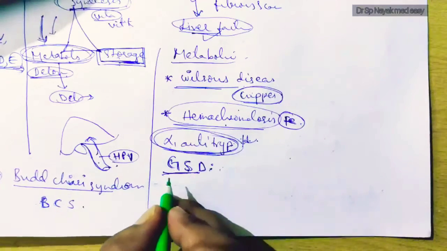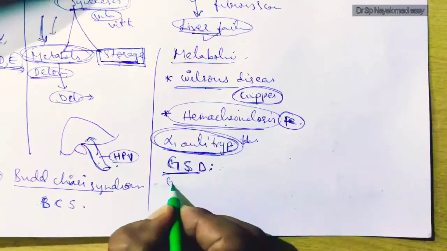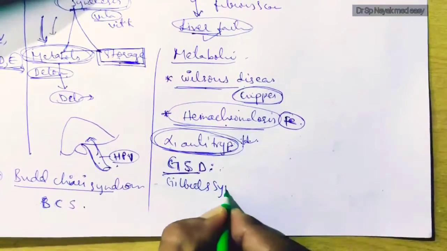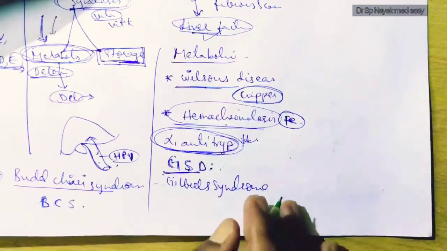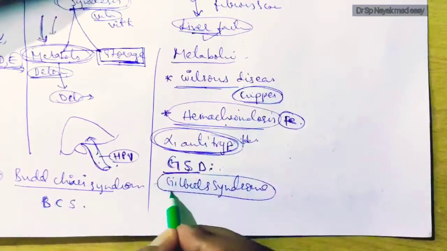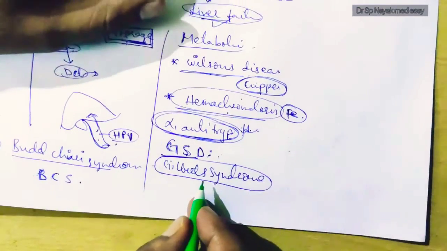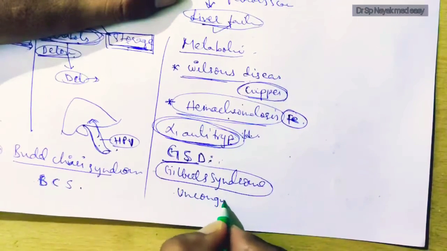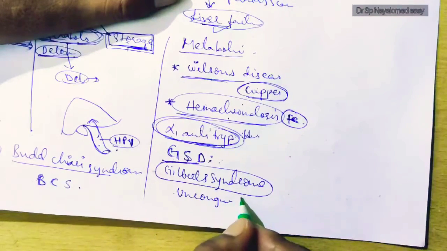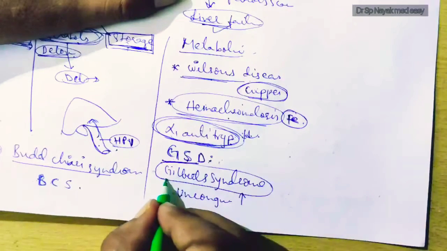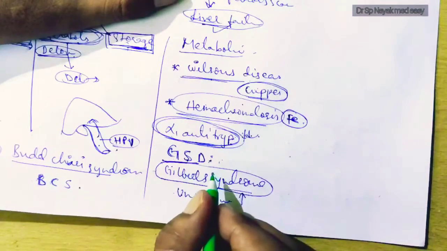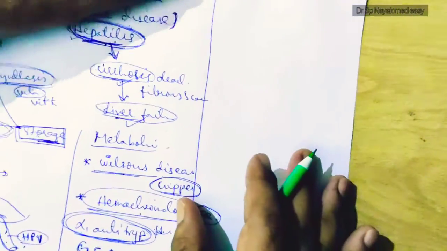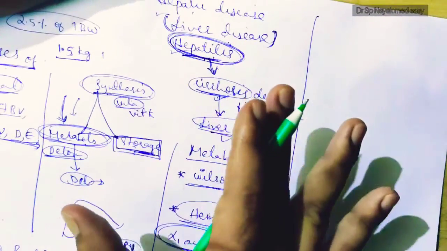And we have a very important syndrome called Gilbert's syndrome. Gilbert's syndrome is associated with unconjugated hyperbilirubinemia. Bilirubin levels increase in Gilbert's syndrome, and that causes hepatitis. So Gilbert's syndrome is another cause of hepatitis. These are some of the major causes of hepatitis.